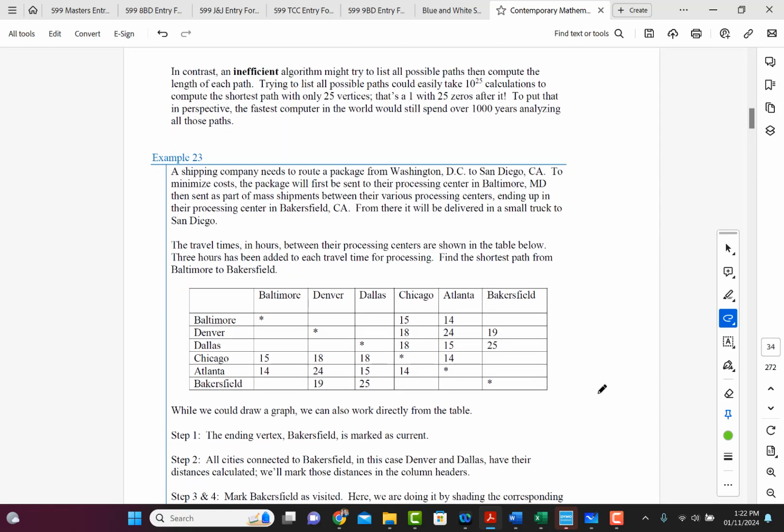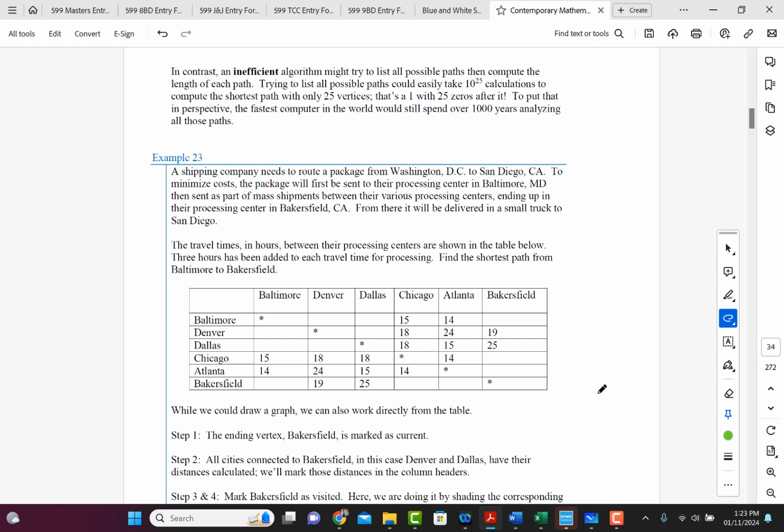In contrast, an inefficient algorithm might try to list all possible paths, then compute the length of each path, like the brute force algorithm. Trying to list all possible paths could easily take 10 to the 25th calculations to compute the shortest path with only 25 vertices. That's a 1 with 25 zeros after it.